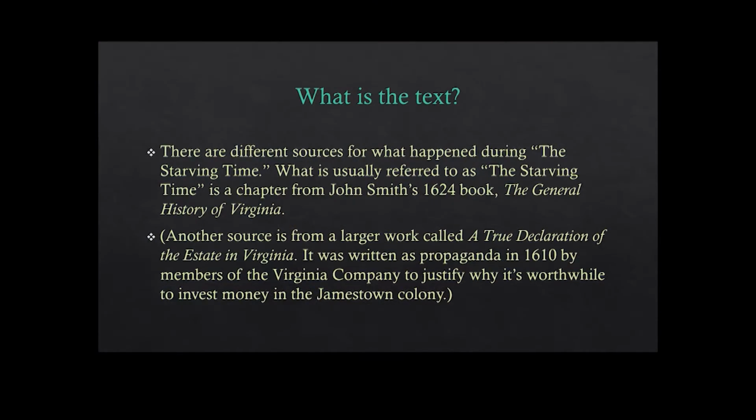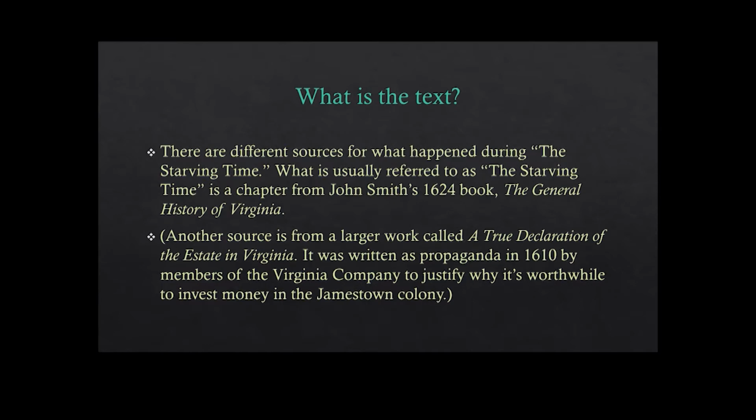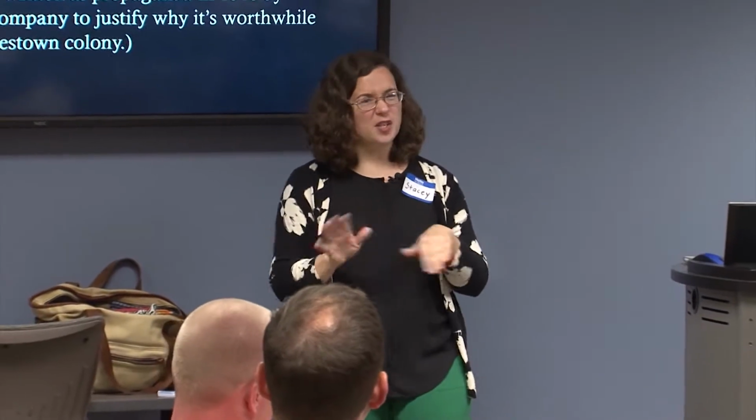I had a really hard time with this easy part right here, so this is why I found two texts. There are different sources for what happened during the starving time. The starving time referred to in the standards, John Smith's starving time, is from his 1624 book, The General History of Virginia. And this is the second book that he's written about the Virginia colony, not the first one. The second one, by the way, is the one that has that fantastic episode about Pocahontas. The first one doesn't mention her at all, so that's an interesting thing.